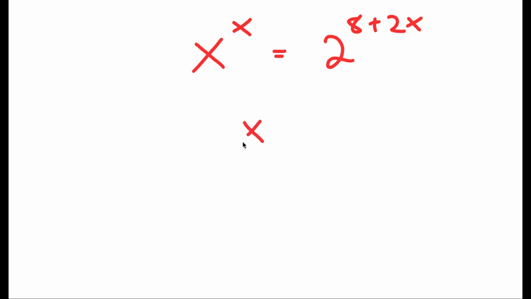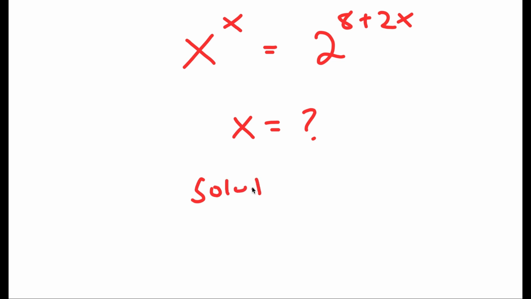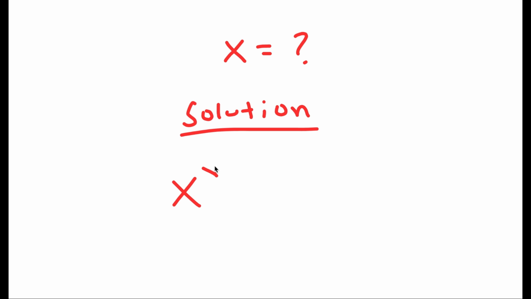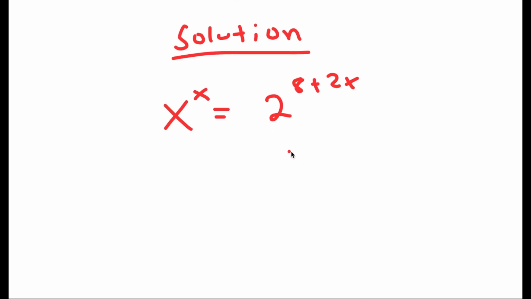Alright, so in this video, I'm going to solve the equation x to the power of x is equal to 2 to the power of 8 plus 2x. So, to solve this, I want to find the value of x. So now for my solution, I'm going to start with x to the power of x is equal to 2 to the power of 8 plus 2x, writing down my equation.